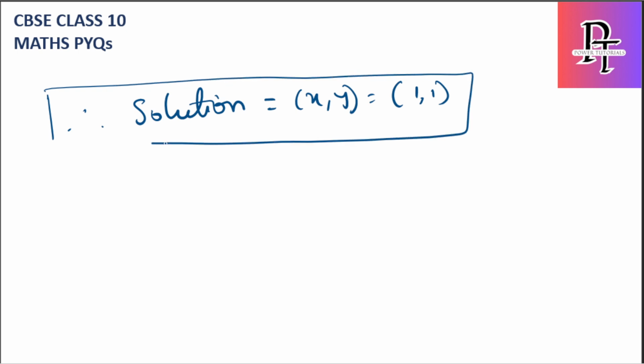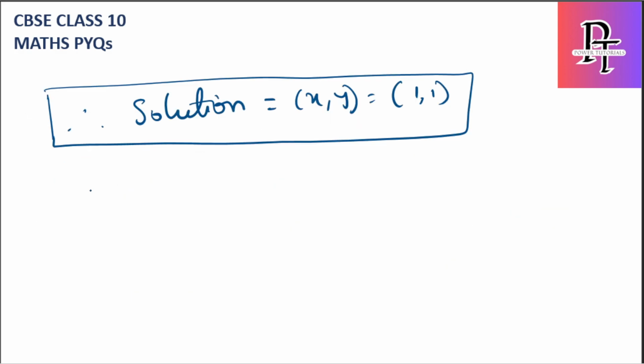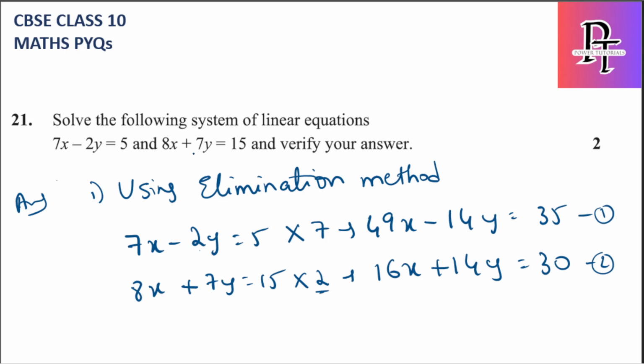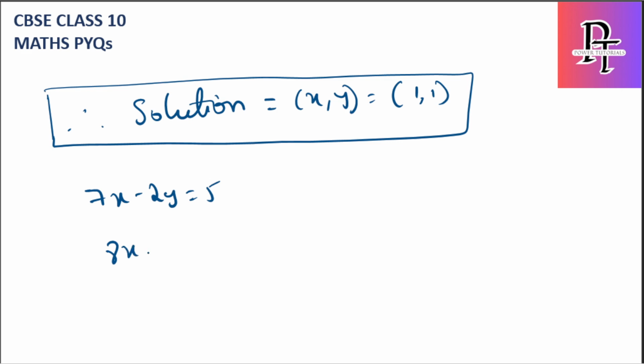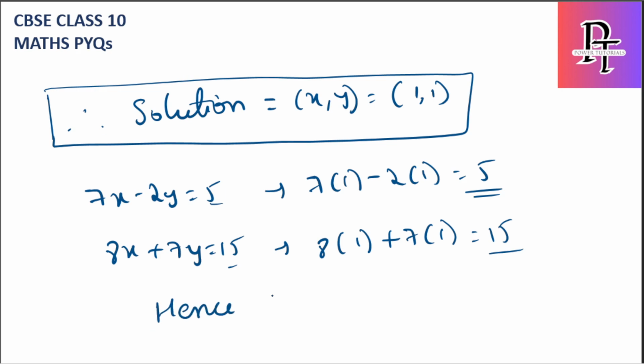They also asked to verify the solution. How to verify means just substitute the x comma y values in the equations which they provided. So the first equation is 7x minus 2y is equal to 5. The second equation, 8x plus 7y equal to 15. It becomes 7 into 1 minus 2 into 1. What is 7 into 1? 7. 7 minus 2 is 5. So it is satisfied. Second, 8 into 1 plus 7 into 1, which is 15. So 15 and 15 also verified. Hence verified.